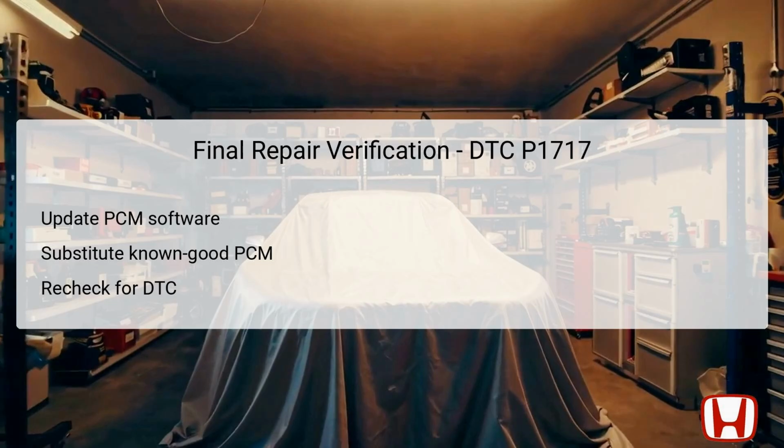After implementing either of these solutions, it's important to recheck for recurrence of the DTC. This verification step ensures comprehensive troubleshooting and confirms that the issue has been fully resolved.